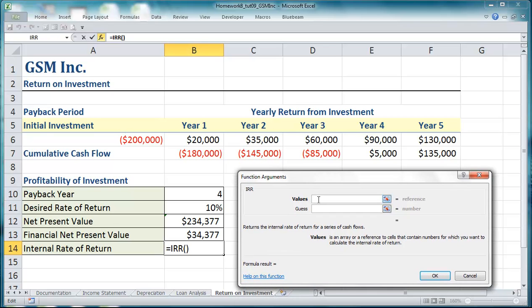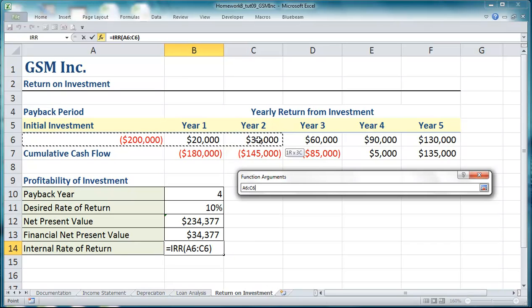The values are the range of cash flows, the initial investment plus the yearly returns from the investment for the project. So we're going to click on cell A6 and select the range through F6.